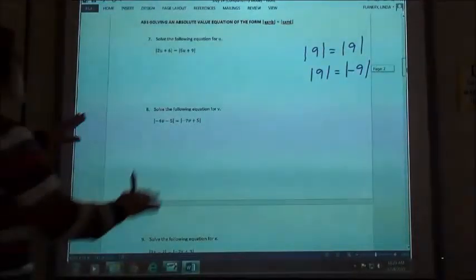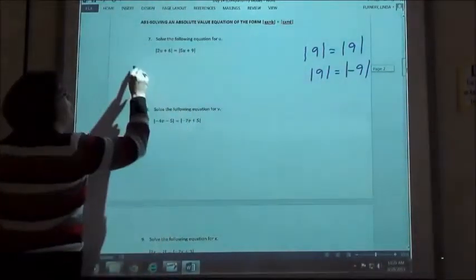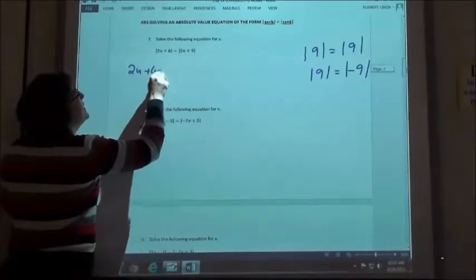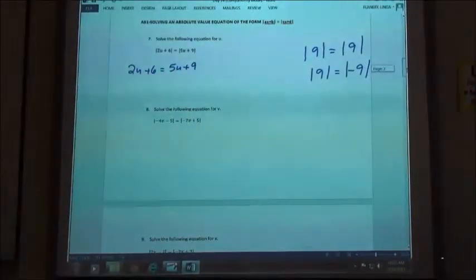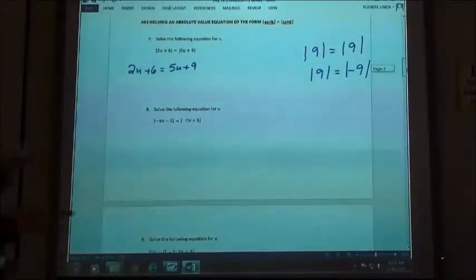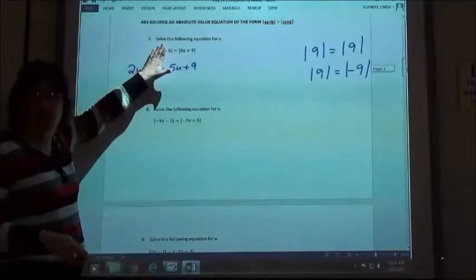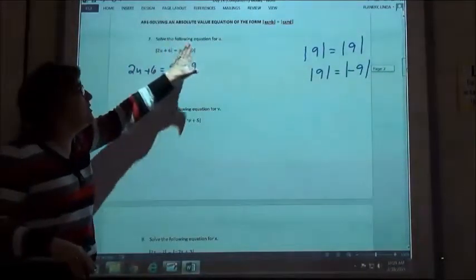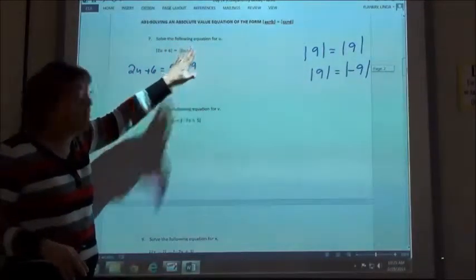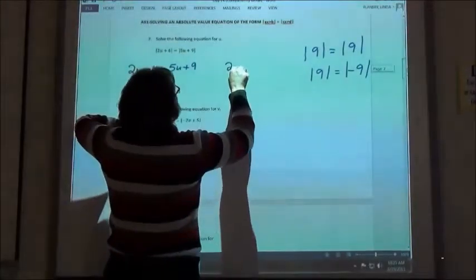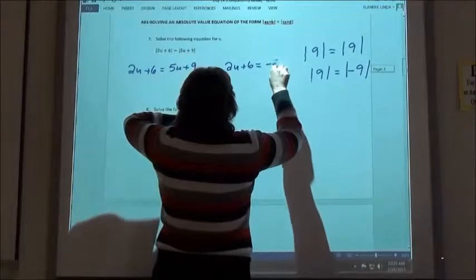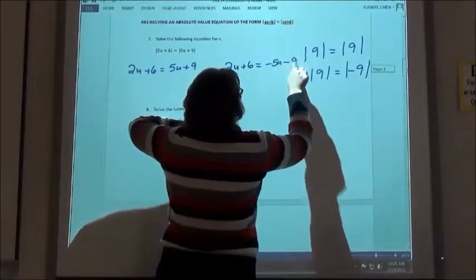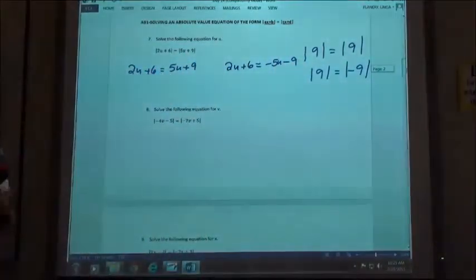The first one, you leave everything exactly the same. 2u plus 6 equals 5u plus 9. You didn't change any signs. Everything stayed the same. You just got rid of the absolute values. On the second case, one side is going to stay the same. The other side we have to do the opposite of. So we're going to say 2u plus 6 equals negative 5u minus 9. Notice I changed both of those signs.